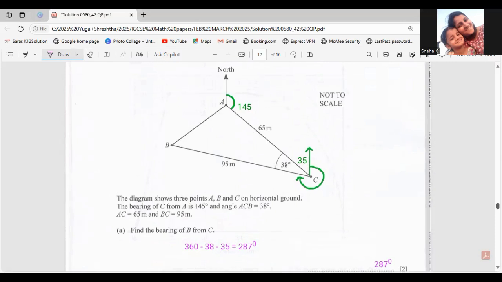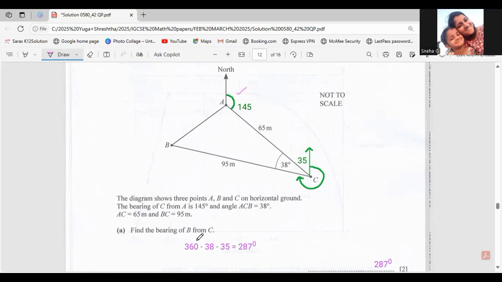the diagram shows 3 points A, B, and C on a horizontal ground. The bearing of C from A is 145. So the bearing of C from A, you can see this is written as 145. Then the next is ACB is 38. This angle is 38, already marked. AC is 65 meters. This is 65 meters and this is 95 meters.